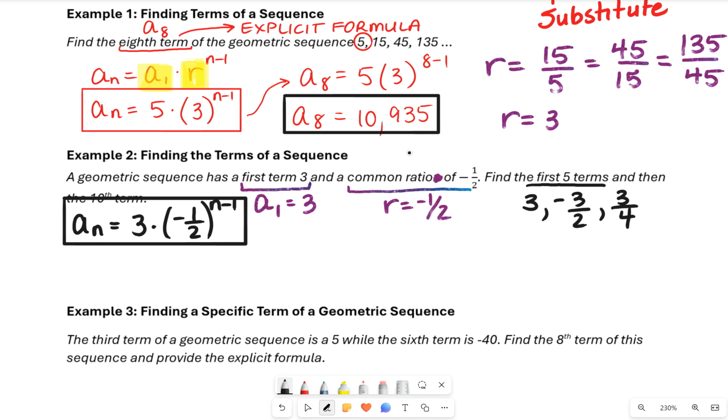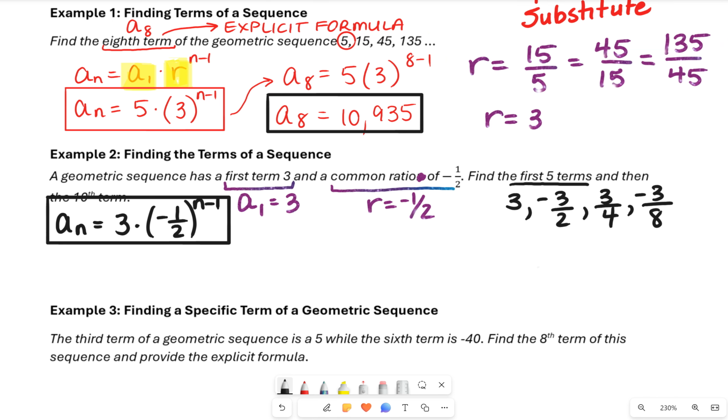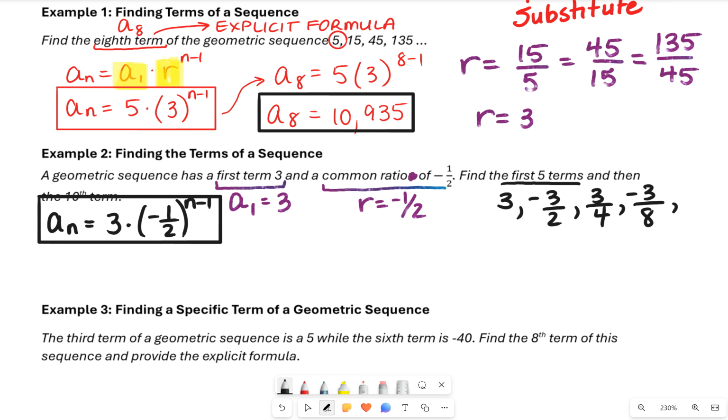Then I have to multiply it again by -1/2. Well, 3 times -1 is -3. 4 times 2 is 8. I'm going to do it one more time because they wanted 5 terms. Multiply by a half again. -3 times -1 is 3. 8 times 2 is 16. So there are the first 5 terms.